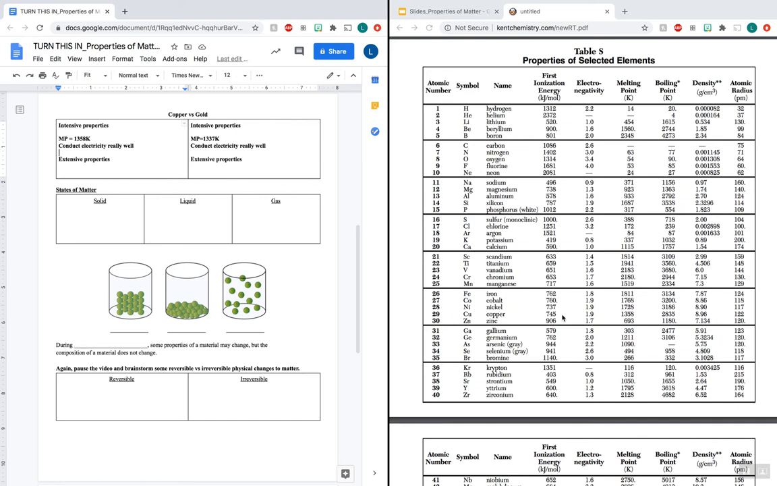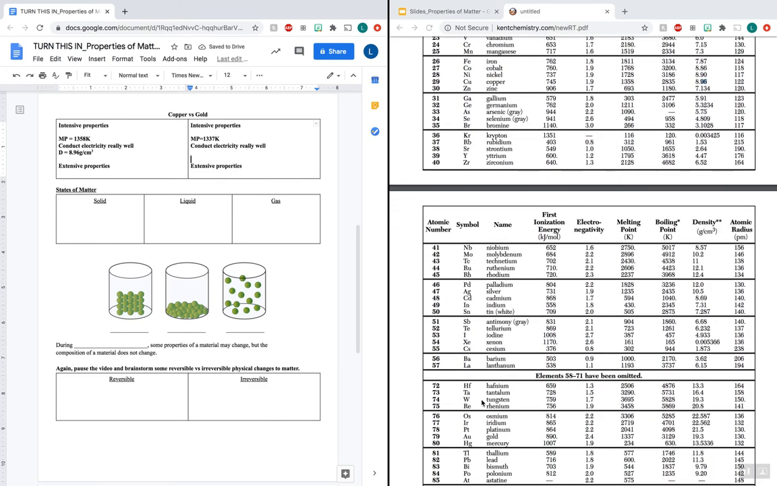Go back up to copper, 29. Let's look at the density, 8.96 grams per cubic centimeter. That's pretty dense. For reference, water is 1 gram per cubic centimeter. So copper is almost 9 times as dense as water, much, much heavier.